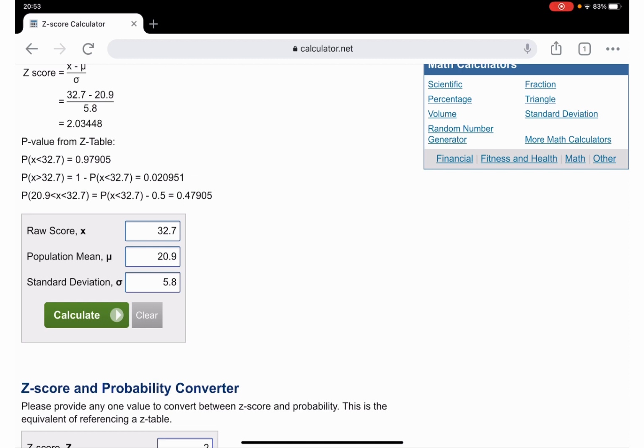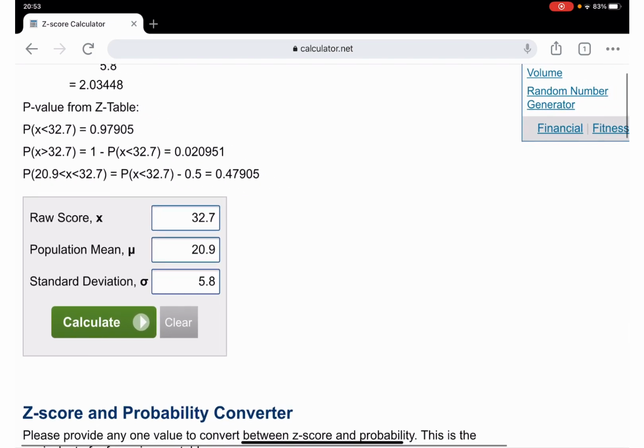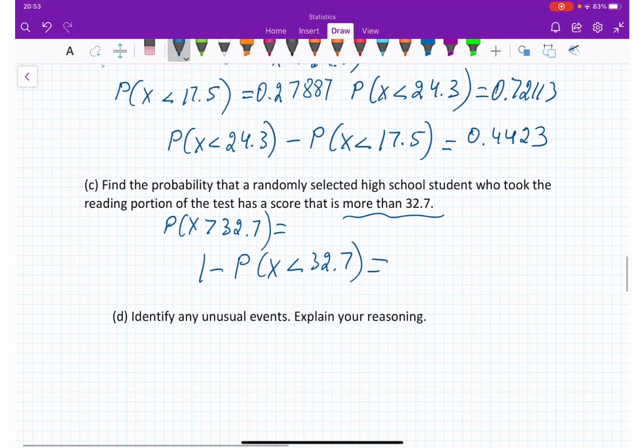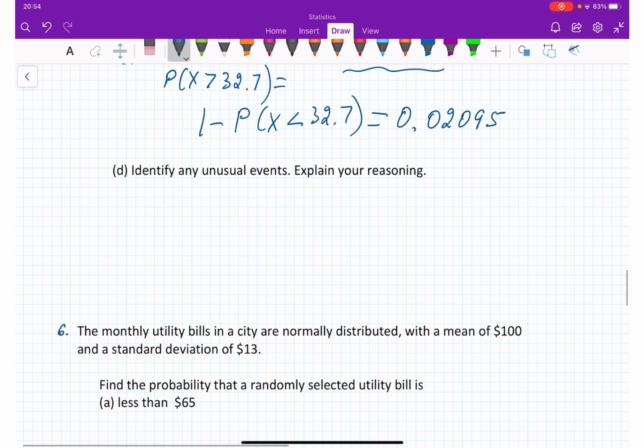0.97905, which is going to be 0.02095. Or the second line, see, it's already giving you x is greater than. Okay, so let's plug in. This is going to be 0.02095. Okay, and last one, identify unusual event.